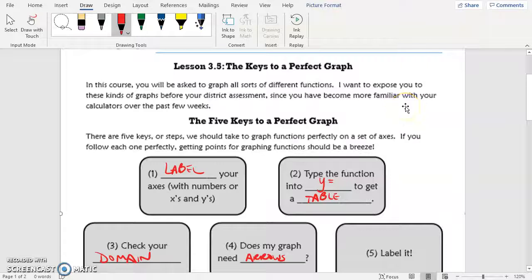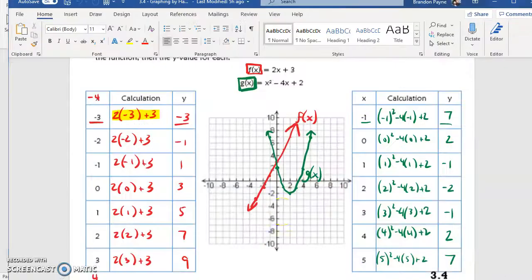Howdy crew! In this video we're going to be doing some more graphing of functions, but this time we're going to use our calculator to help us.